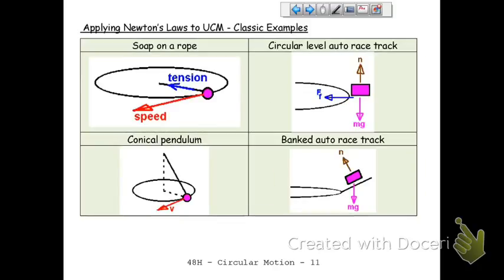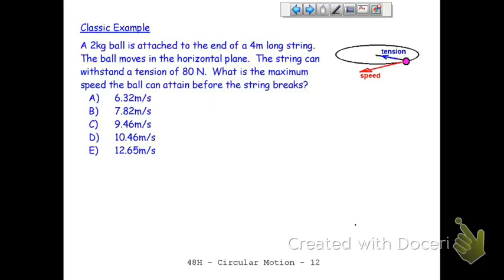There's 4 typical scenarios. There's a mass on a rope. The next more complicated is a level, flat, circular racetrack, and then the next more complicated is a conical pendulum. It's basically a piece of string with a mass on it that forms a cone when you let it spin. And then the last, you could argue the more sophisticated one, is the angled, or banked, racetrack. Let's do them.